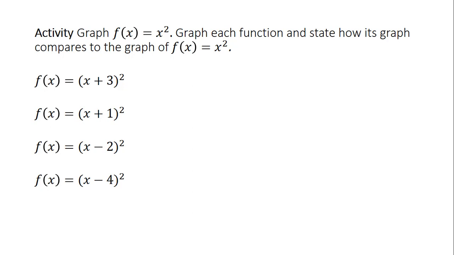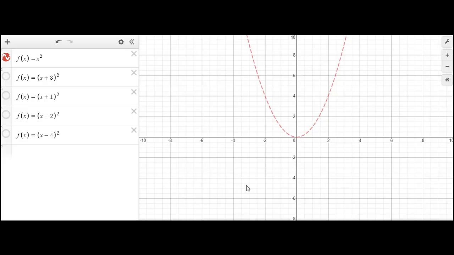I want to graph f of x equals the quantity x plus 3 squared, y is equal to the quantity x plus 1 squared, and y is equal to the quantity x minus 2 squared, and lastly, y equals the quantity x minus 4 squared. Now in Desmos, I want to look at the graph of y equals x squared, which I have shown, again, that parabola through 0, 0, and look at the effect of adding or subtracting a number from x and then squaring. The first example is f of x equals x plus 3 quantity squared.